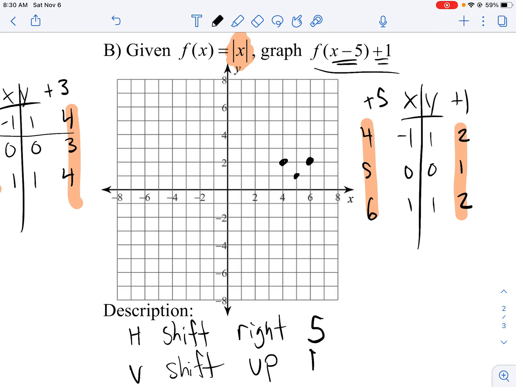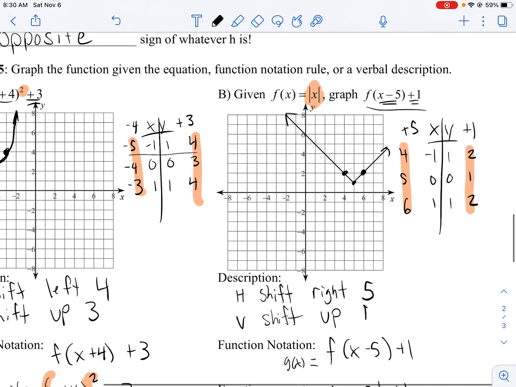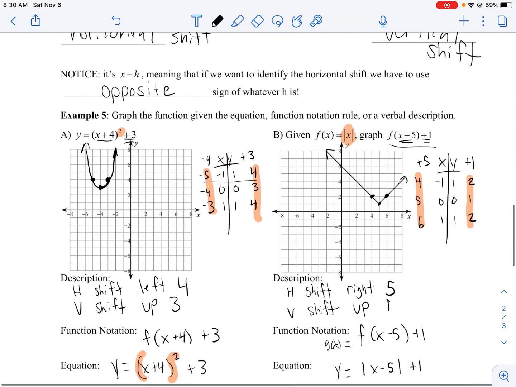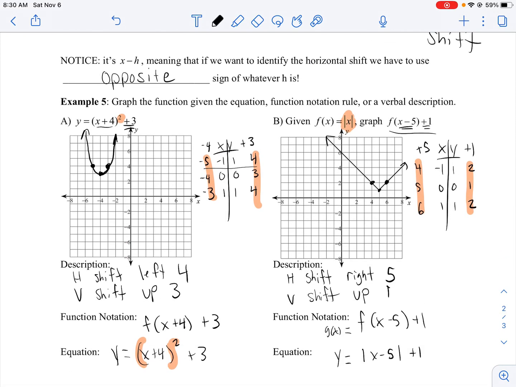Absolute value, remember, is the V shape. So we just have our graph looking like that. Technically, it keeps going. I just stopped at the edge there. Alrighty, so that would be the basics of graphing transformations with vertical and horizontal translations.